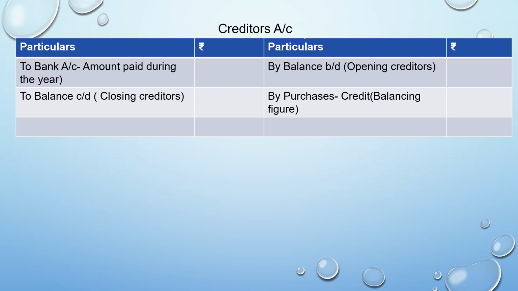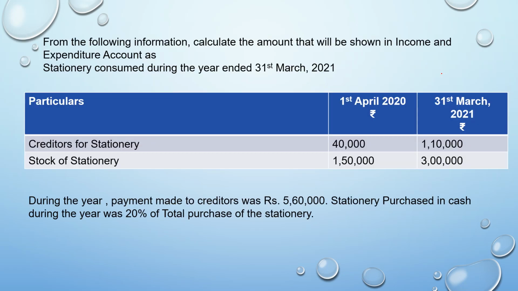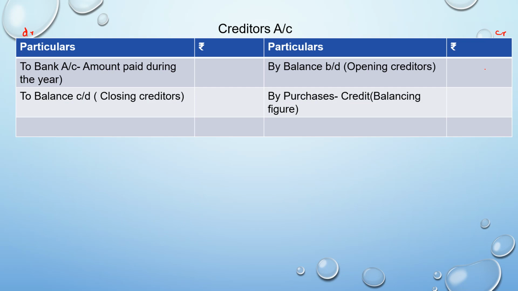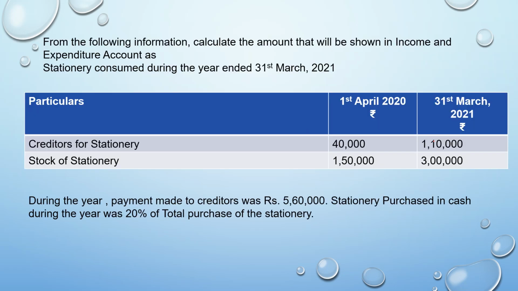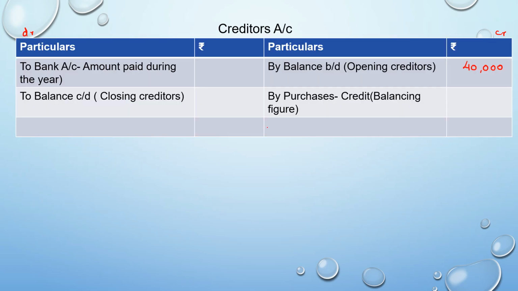So when we prepare the creditors account, you know the creditors account has a credit balance. So the opening balance is on the credit side. The opening balance of creditors is 40,000 rupees and closing is 1,10,000. So let us fill in there. By balance brought down, opening creditors 40,000, and the closing value of the creditors was 1,10,000. So we take it here on the debit side, 1,10,000.